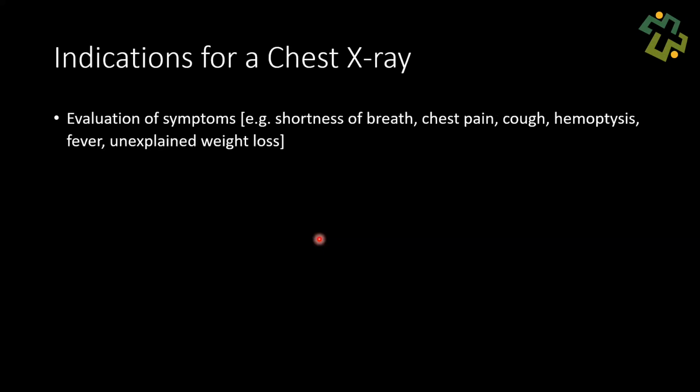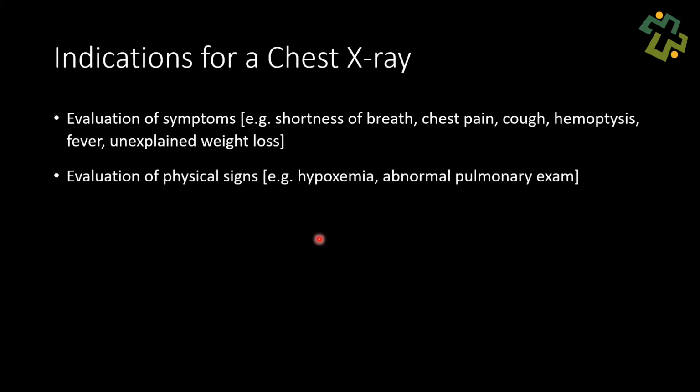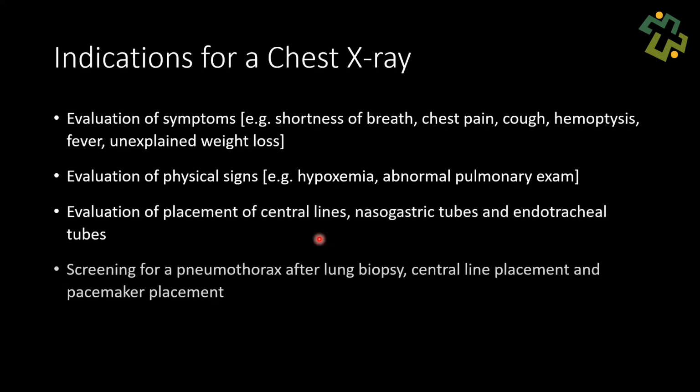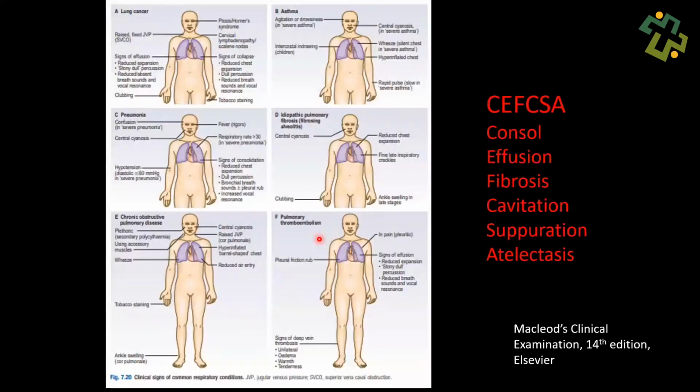Some of the reasons we use chest X-rays day to day is to evaluate symptoms. So when your patient comes in with shortness of breath and chest pain and cough and hemoptysis and fever and unexplained weight loss, etc., right? Sometimes we use it to evaluate physical signs like the patient's hypoxic or has any abnormal findings on chest exam. Sometimes we use it to evaluate placement of central lines, nasogastric tubes, and even endotracheal tubes for those of us who work in the ICU space. Sometimes to screen for a complication like a pneumothorax or something which may have arisen as a result of some intervention on our part. And then less likely stuff like pacemaker lead fracture and that, okay?